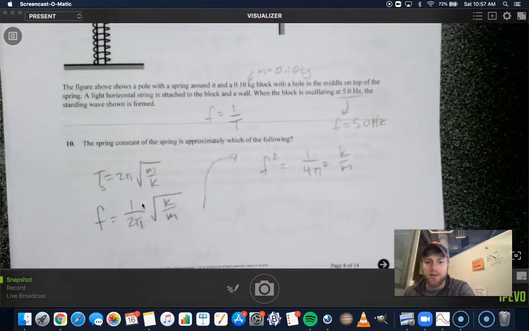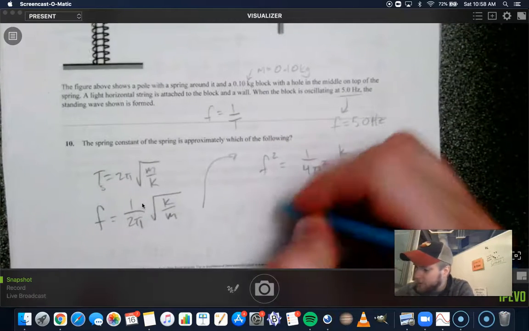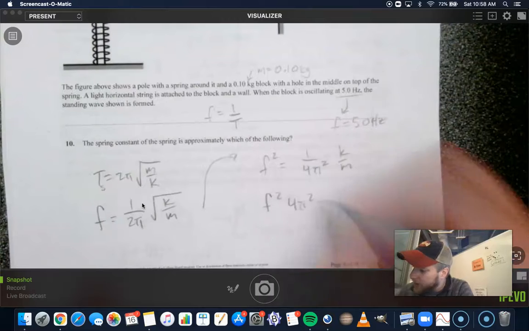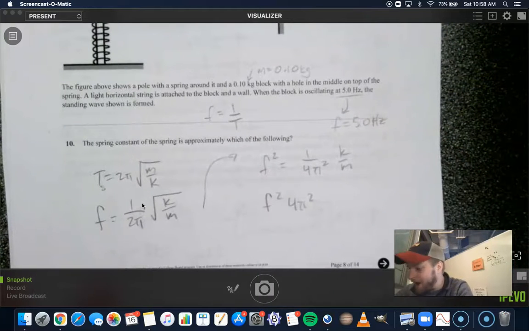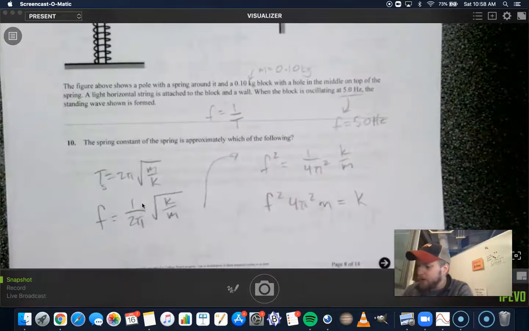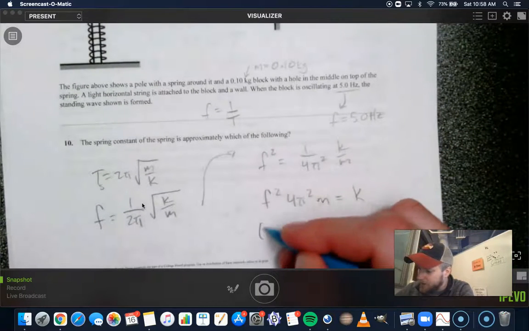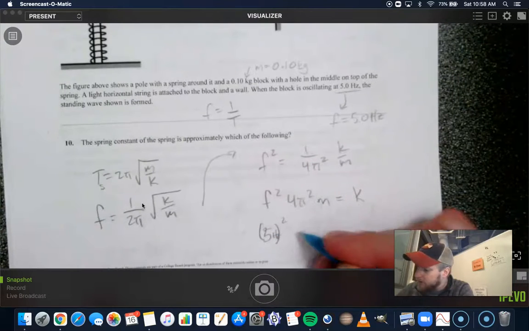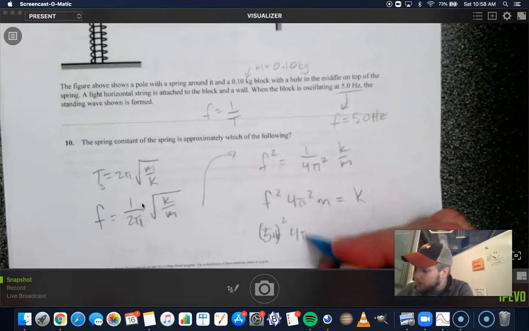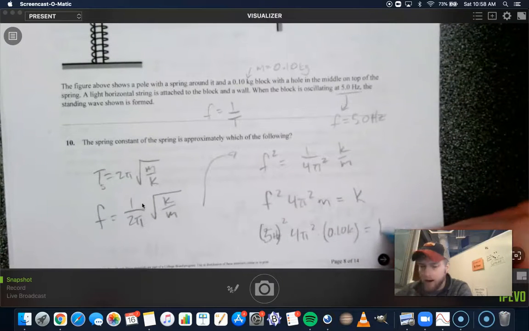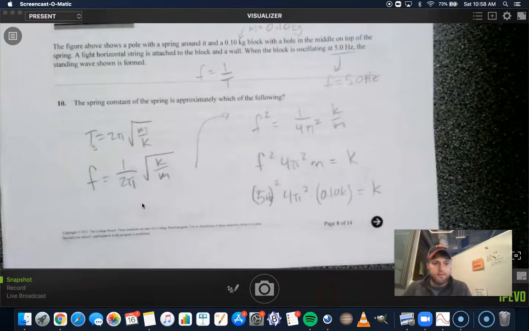Now I just need to do the algebra to get k alone. To do that, I'll multiply both sides by 4 pi squared. So I have f squared times 4 pi squared. And then I also need to multiply by m on both sides, and I get k. So if I plug everything in, that'll be 5 hertz squared times 4 pi squared times 0.10 kilograms, and we should get our answer for k.